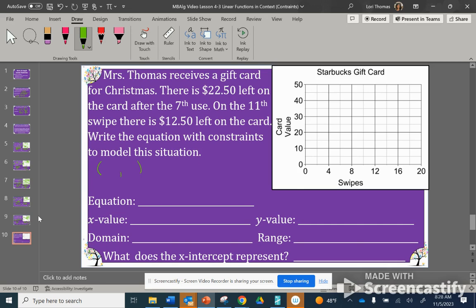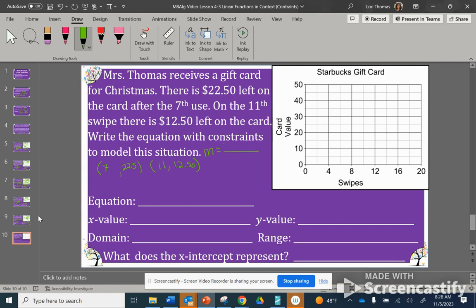We know that when she swipes it on the 7th time, she has $22.50 on the card. And then on the 11th time, there is $12.50 on the card. So we can see that each time she uses it, the amount of money goes down from the card. So we have 2 points. We do not have the initial value. So we're going to use point slope.